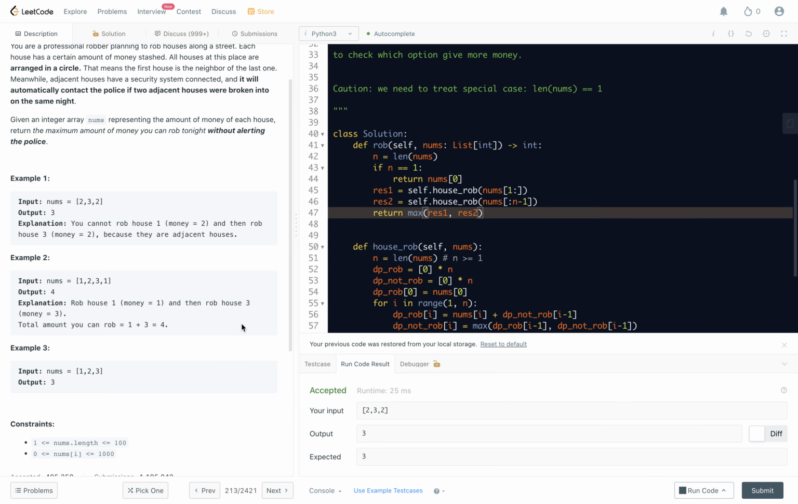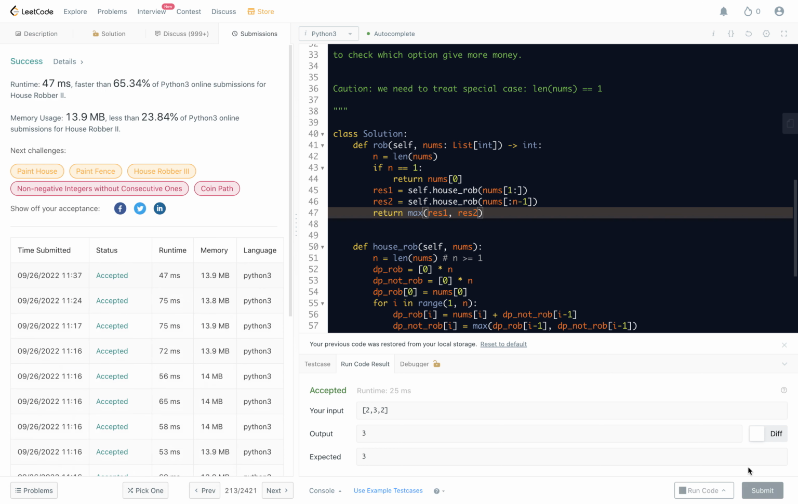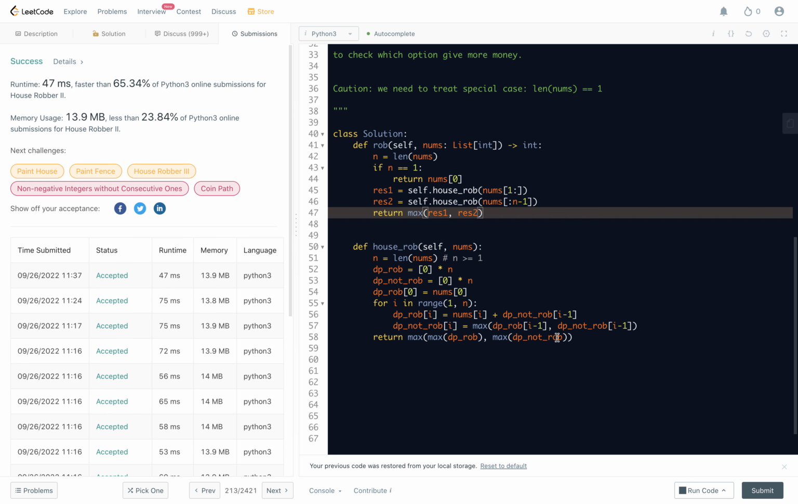First, let's do a special case check. Yeah, it passes the first example. Now let's look at the generic case. Yeah, it passes all the test cases. So I guess for this specific problem, that's about it.